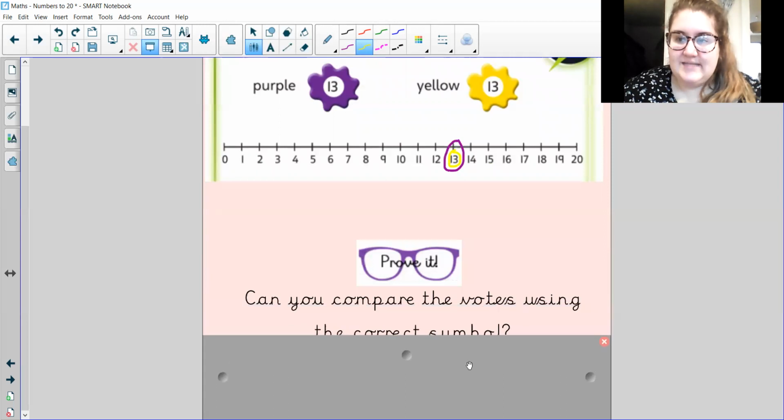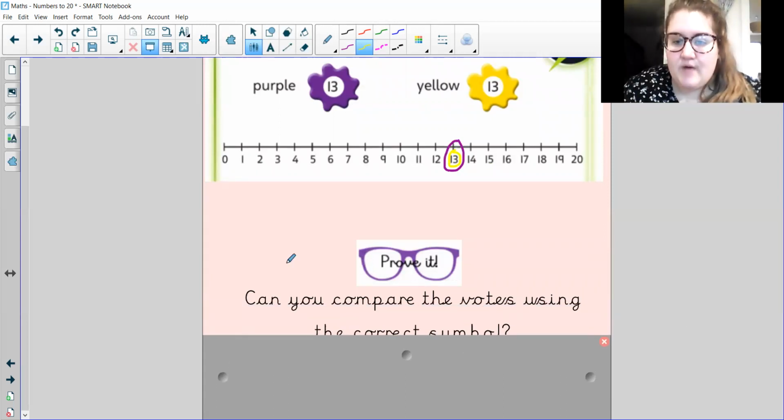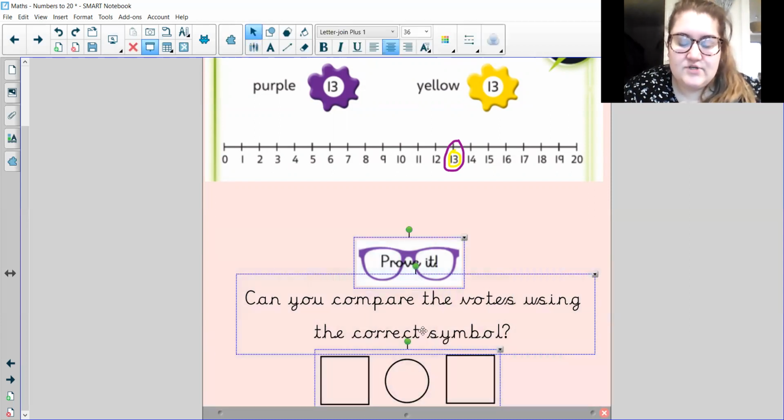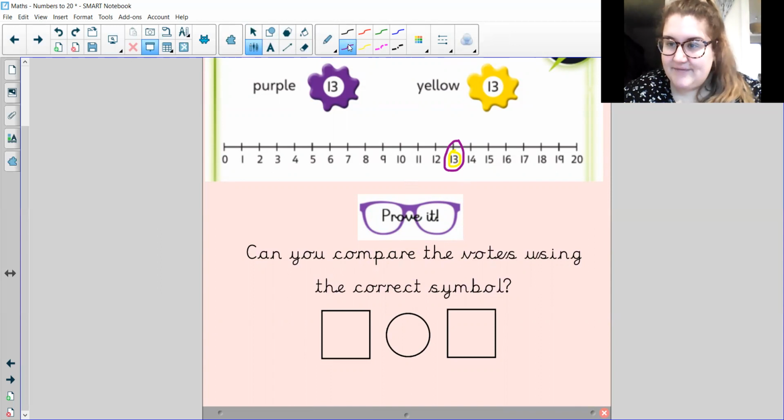Now then, let's put on those purple Prove It glasses. There we go, I'm ready. And we're going to compare the number of votes. So let me just move this up a little bit. There we go. So how many votes did purple get? Can you tell me, Damien? 13, thank you. And how many votes did yellow get? Charlie, can you tell me? Super, we got 13 as well. So now we're going to compare them.